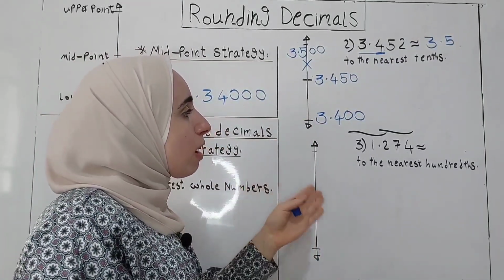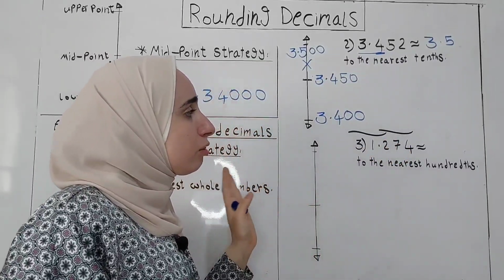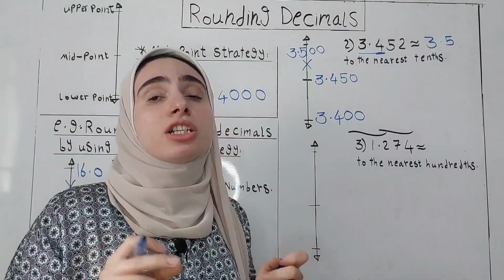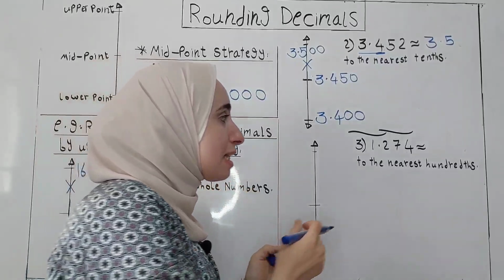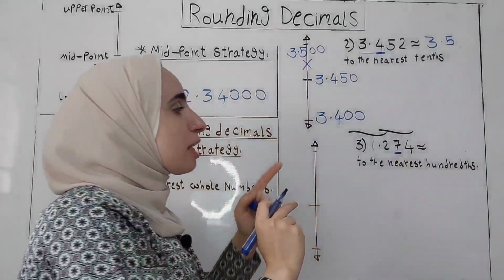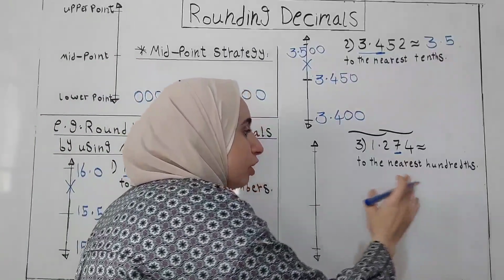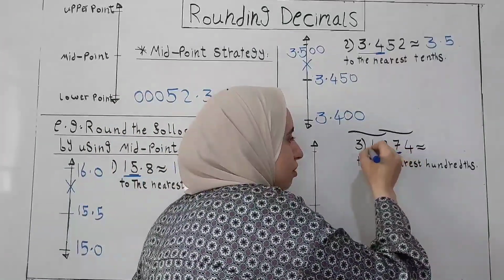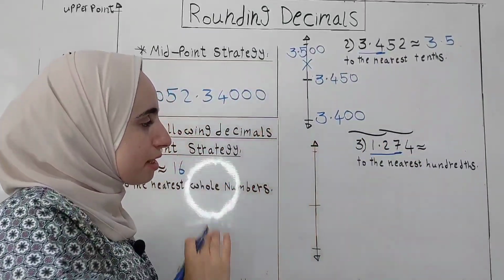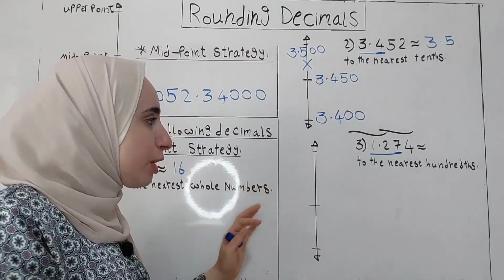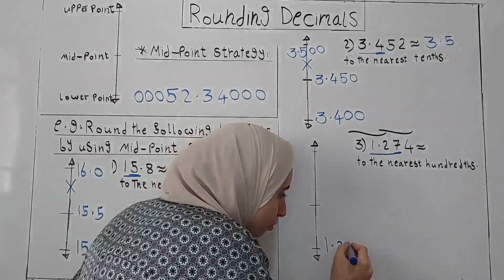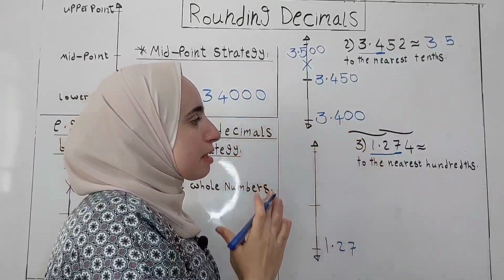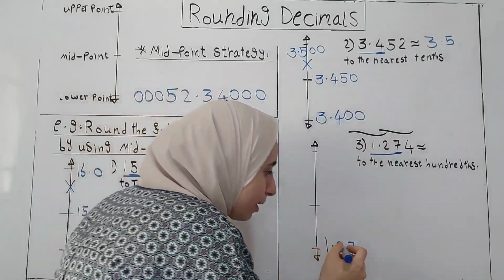The third one, 1.274. We need to round this number to the nearest hundredth. So we're looking for the digit in the hundredth place, which is 7, because the hundredth place is at the right of the decimal point. Now we underline the digit 7 and all digits in the next higher place. Now to write the lower point, we put 1.27 as it is and replace the digits in the last place with how many zeros? 1. So we put one 0.